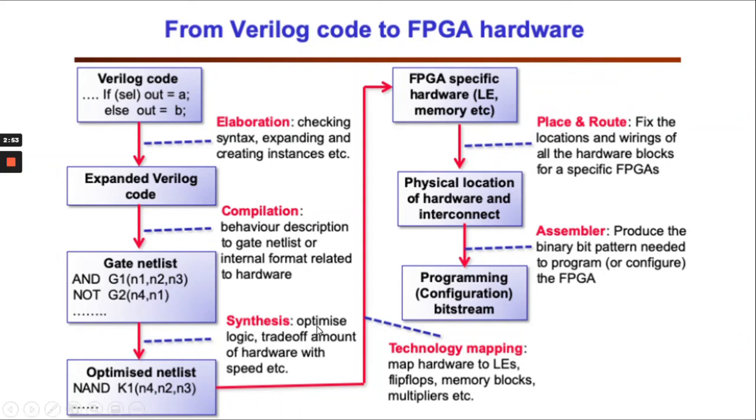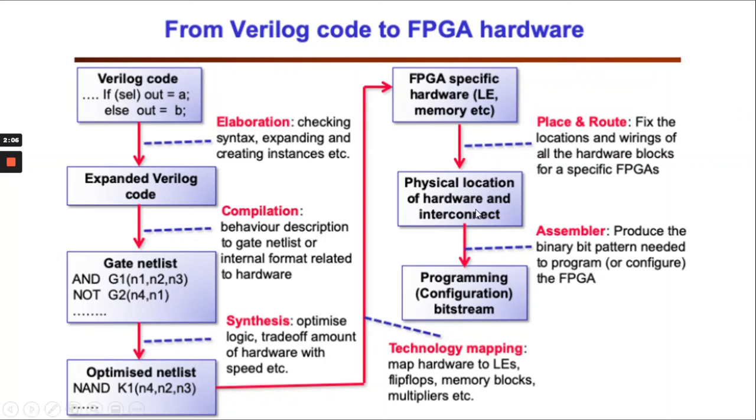And then synthesize to optimize the logic. If they can reduce the logic, then they're going to cut it. So there's an optimization happening within the software itself. Then FPGA-specific hardware, for example logic elements or memory. So they're going to choose or assign which hardware they need to use. Either it's a logic element, or they also have a memory element within the FPGA, and then they do place and route, so fix the locations and wirings of all the hardware blocks for the specific FPGA. So they do the routing. For example, when you click the gate view, the one that I've shown in lab 1, you can see how the circuit is constructed.